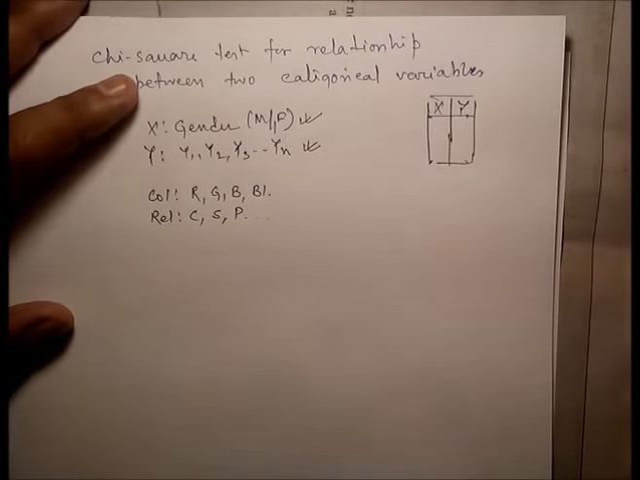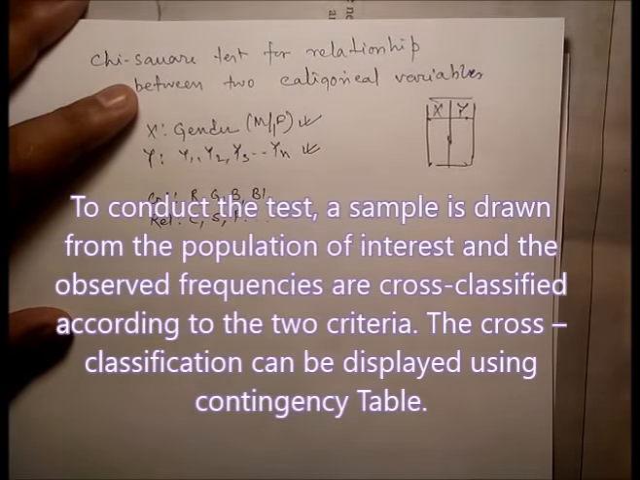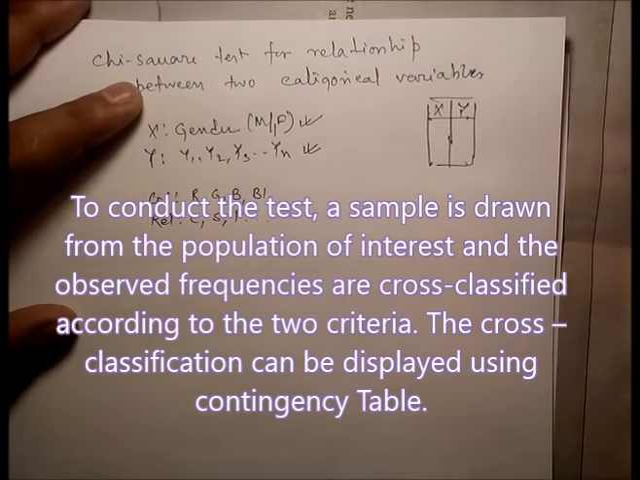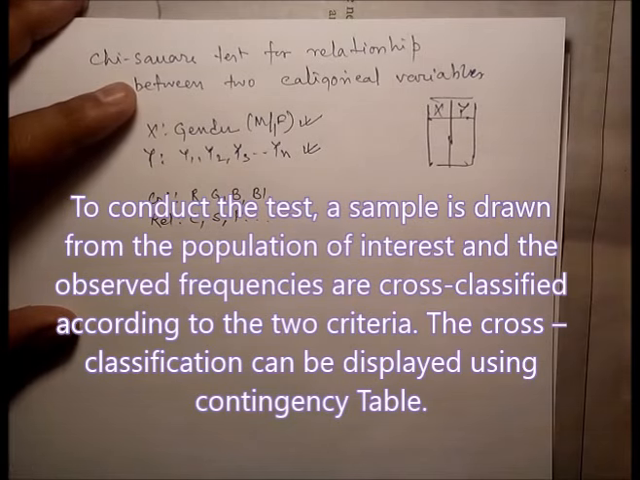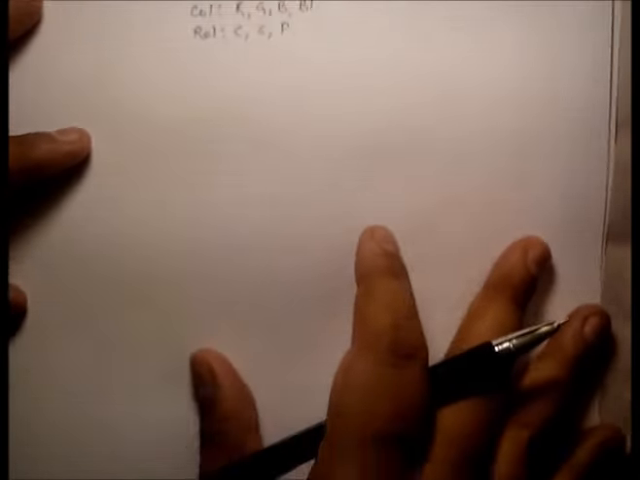Now, to conduct the test, a sample is drawn from the population of interest and the observed frequencies are cross-classified according to the two criteria. The cross classification can be displayed using contingency table. So to apply the chi-square test, we have to draw a table.